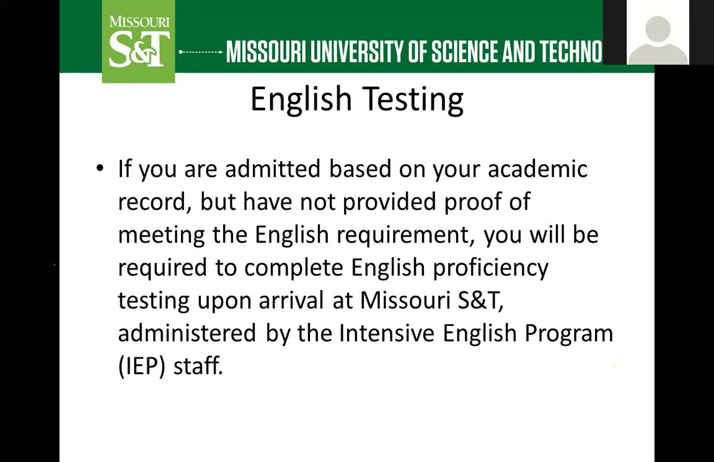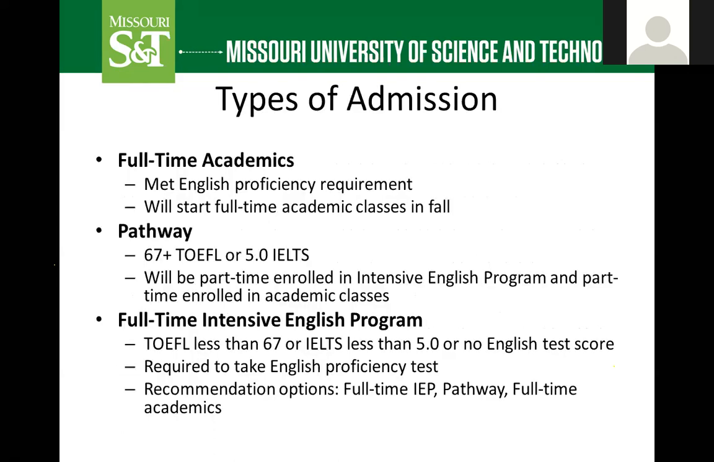Based on the results of those English tests, the Intensive English Program will make a recommendation on whether you will take academic classes or will need to take some English language classes. You can look at your I-20 or DS-2019. If your program of study is something like chemical engineering or electrical engineering, the major that you are studying, then that means you've met the English requirement. If your program of study is either the Pathway program or Applied Language Institute, then that means you'll need to do this English testing.